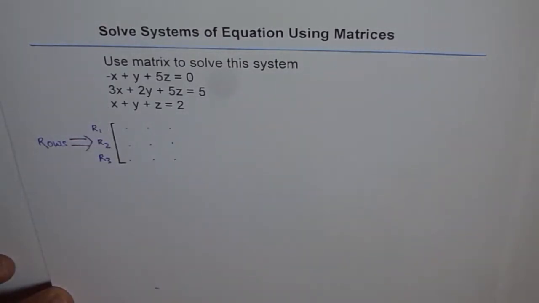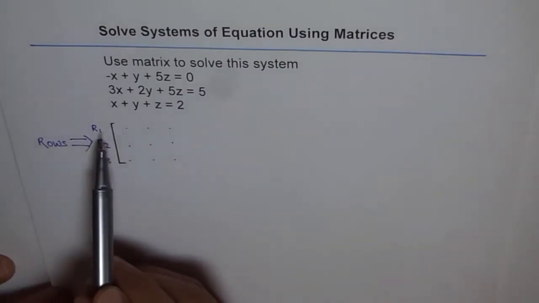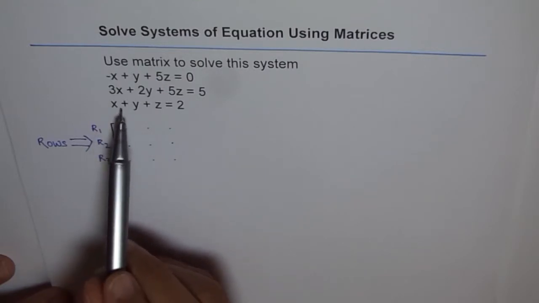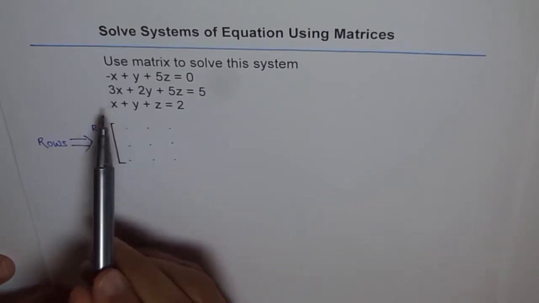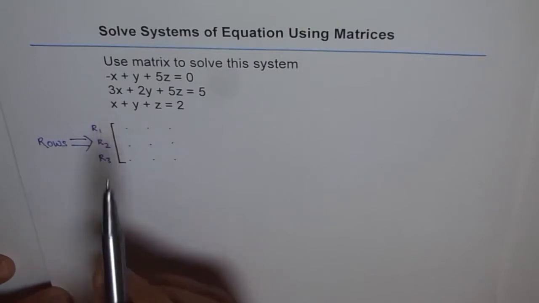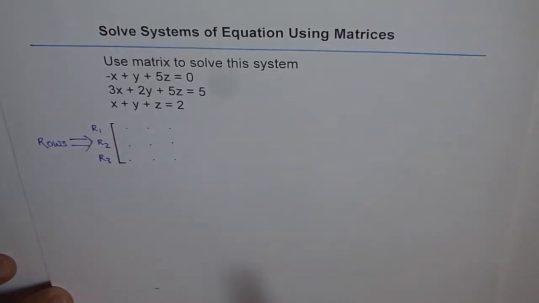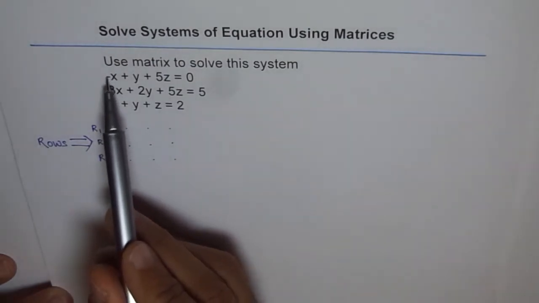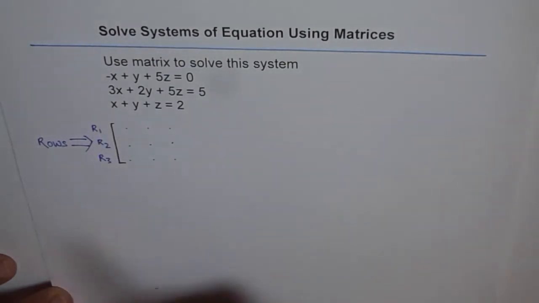Now in a matrix, it is very important to see that rows are not fixed. You can interchange them. So we could interchange our equations. We could write this equation first. The system remains the same. That's the whole idea. Whether I write this equation first or that, it is one and the same thing.